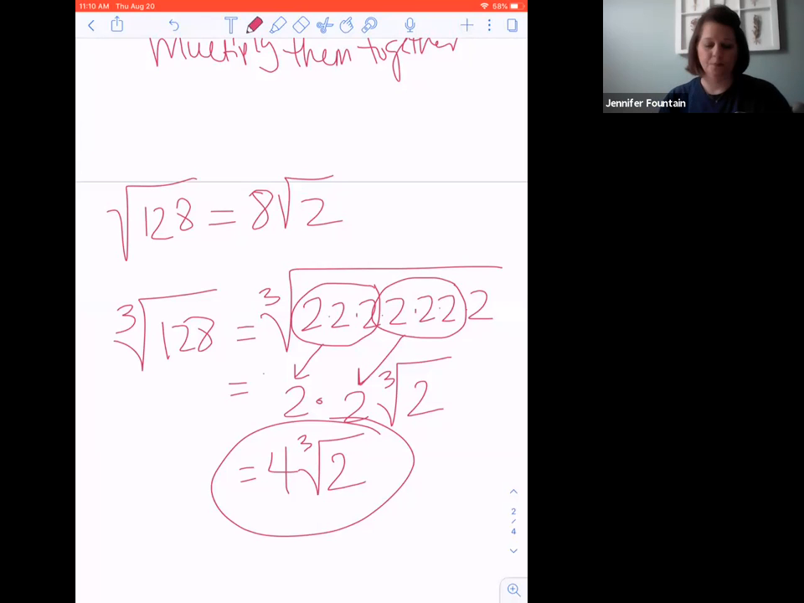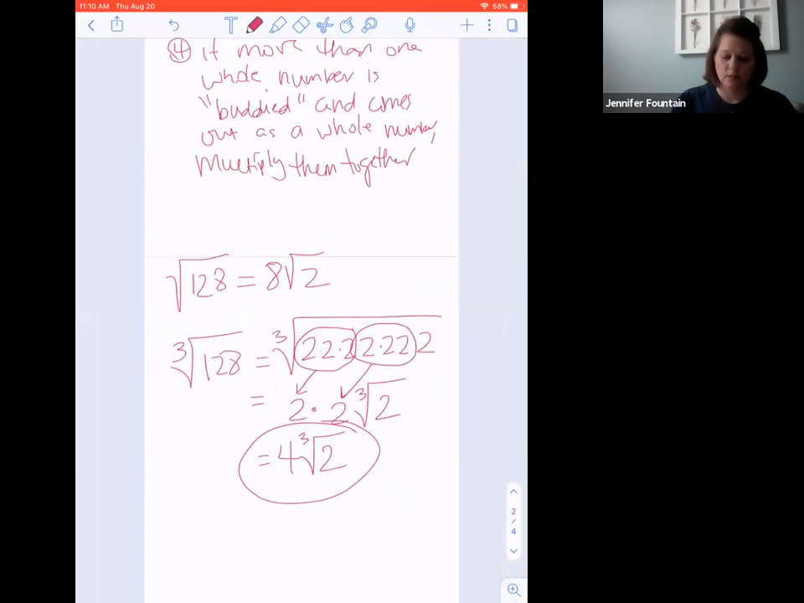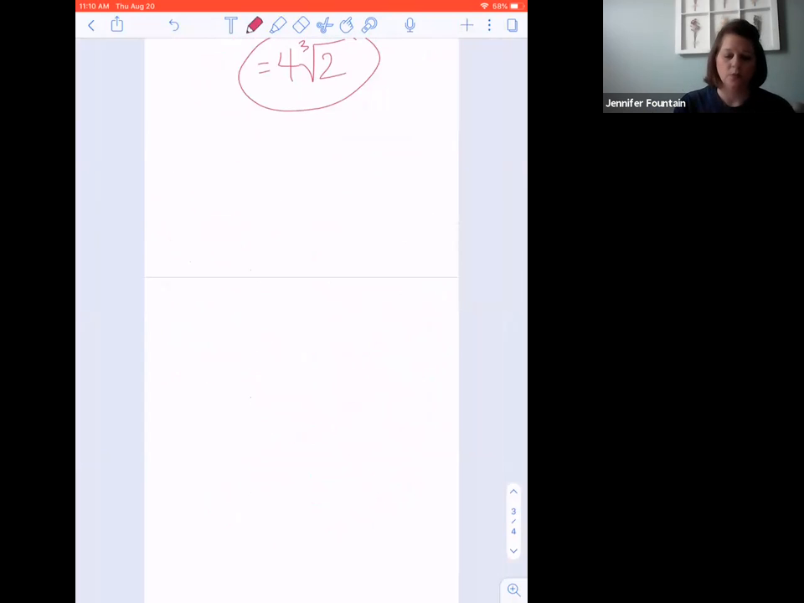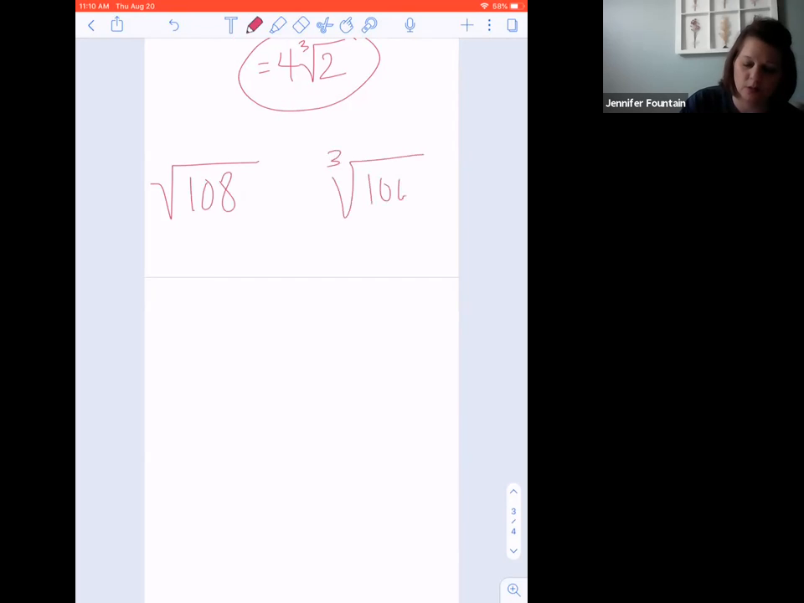Okay, let's look at, we're going to compare the difference of the square root of 108 and the cubed root of 108. First thing I'm going to do is list my prime factors. The number is 108. It is even, so I want to start with a 2.